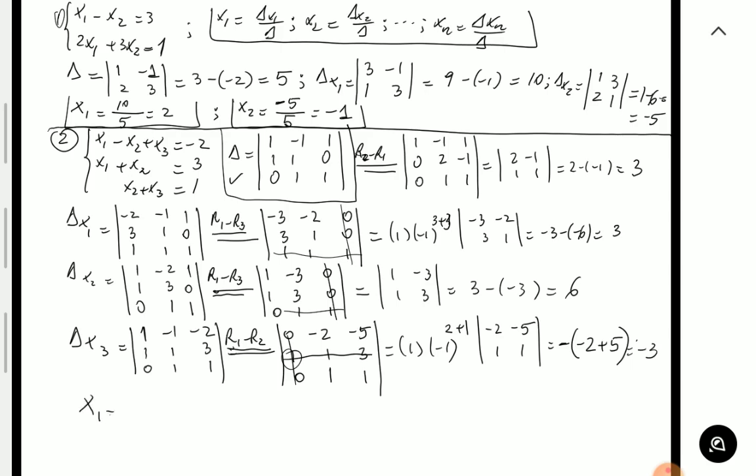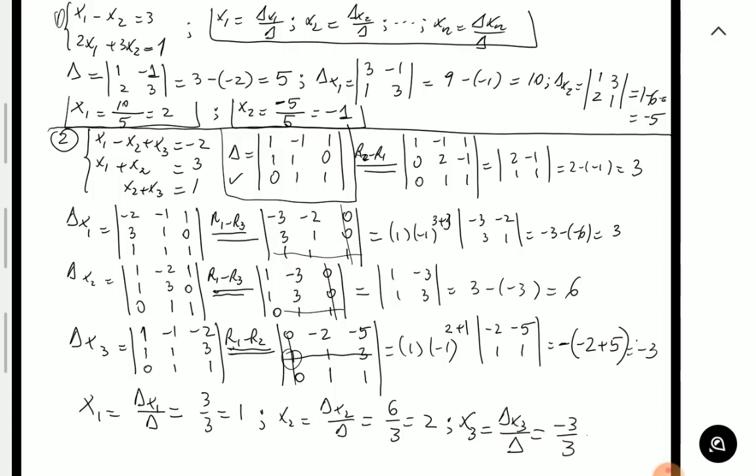Finally, the solution of the system. Delta x1 over delta, that's 3 over 3, which is 1. Delta x2 over delta, 6 over 3, which is 2, and then delta x3 over delta, negative 3 over 3, that's negative 1. All right, so that's Cramer's rule.